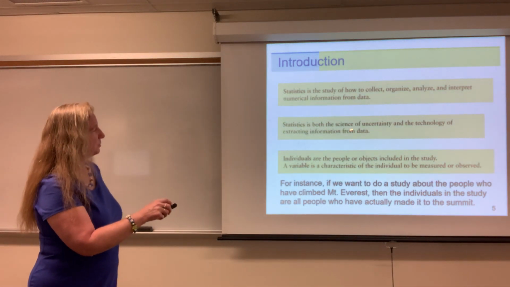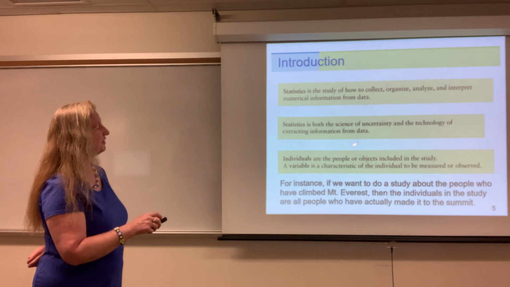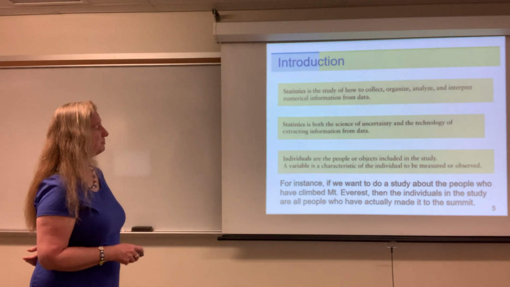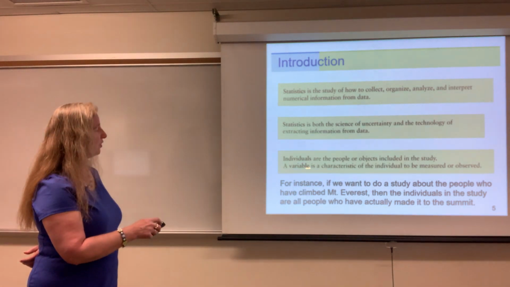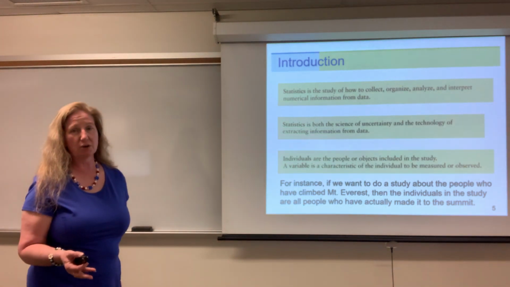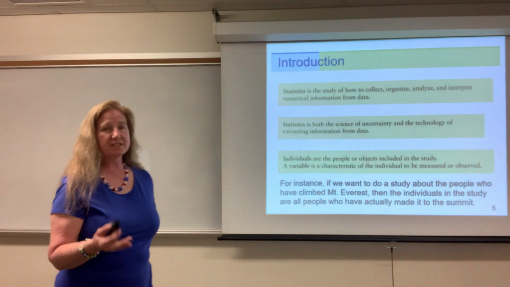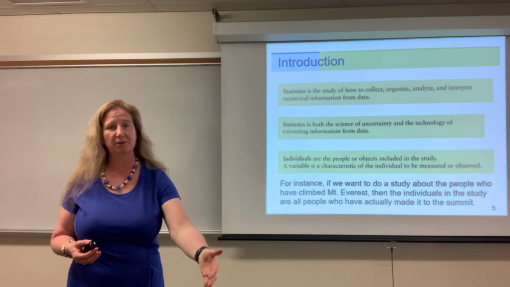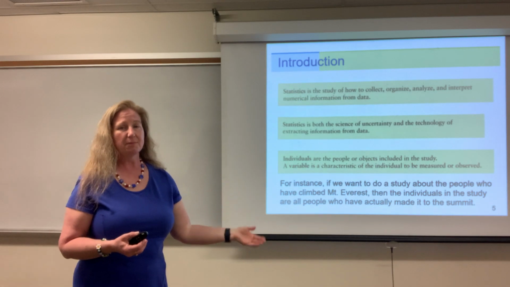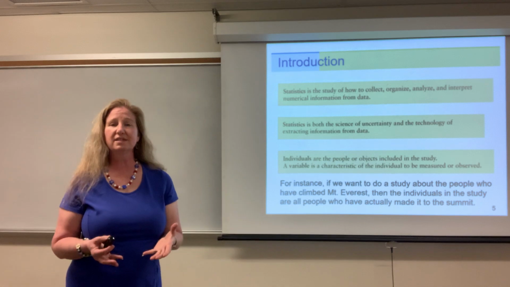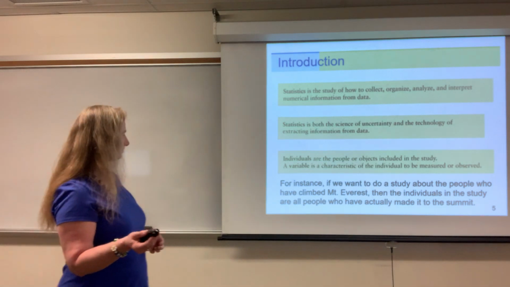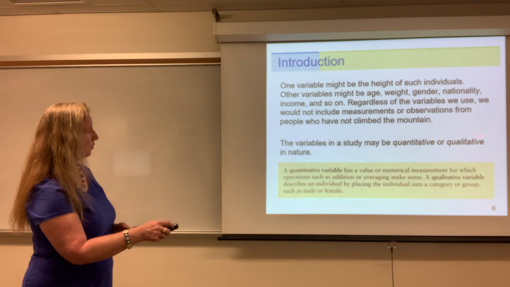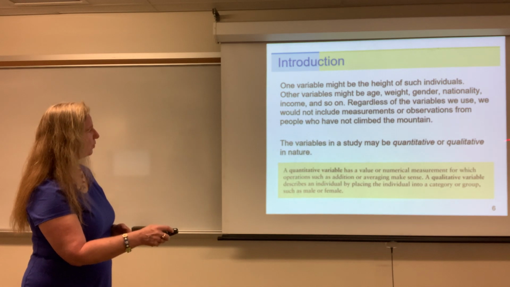So statistics is both the science of uncertainty and the technology of getting information from that data. Individuals are the people or objects included in this study. A variable is some sort of characteristic. So we hear in the news all the time how many people tested positive, how many people actually passed away, how many people were tested. What is it that we're looking for? What are we studying?